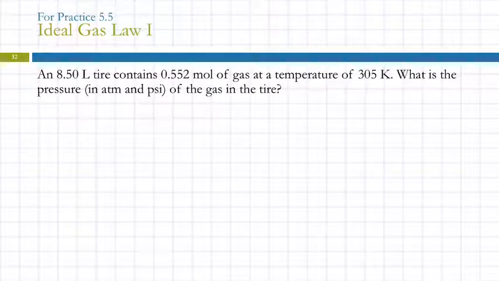Okay, let's use the ideal gas law in a problem. An 8.5 liter tire contains 0.552 moles of gas at a temperature of 305 Kelvin. What is the pressure in atmospheres and PSI of the gas in the tire?